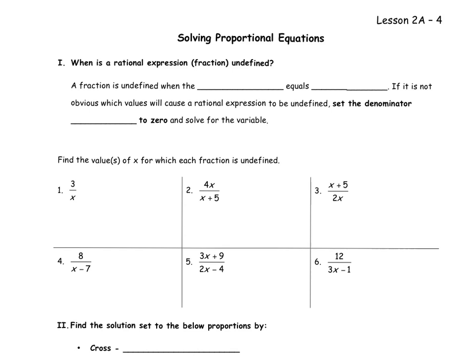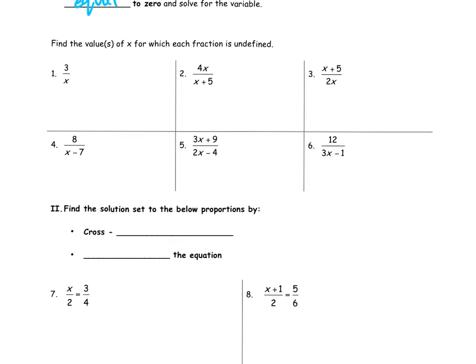A fraction is going to be undefined when the denominator is 0. So when the denominator is 0, it's going to be undefined. We can set the denominator equal to 0 and then solve for whatever the variable is. So just a few examples here. I just said find the values of x for which the fraction is undefined. So really you're just checking to see, well, what can x not be?